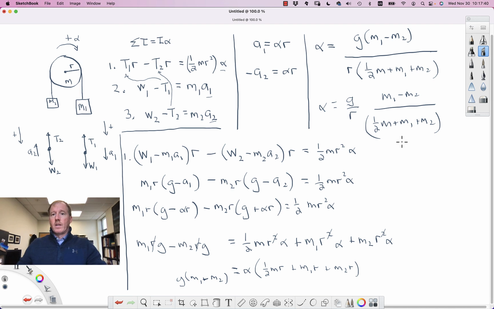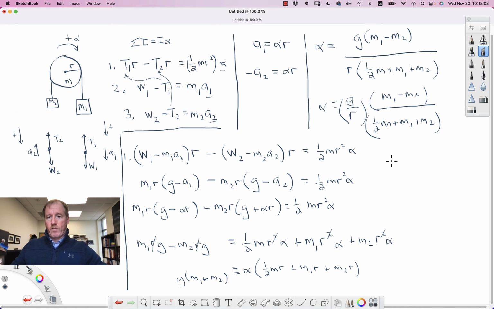Okay? All right, so notice what's happening here is that I can now plug in my masses and figure out what the angular acceleration of this guy is right here. Notice that because m1 is bigger than m2, this is a positive number. All these are positive. G is positive, r is positive, and so alpha is positive. It's going to undergo a clockwise angular acceleration.